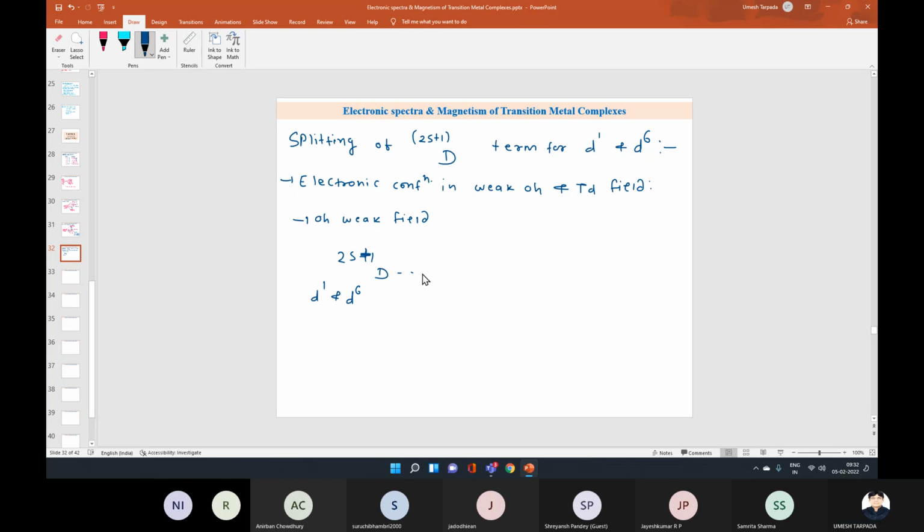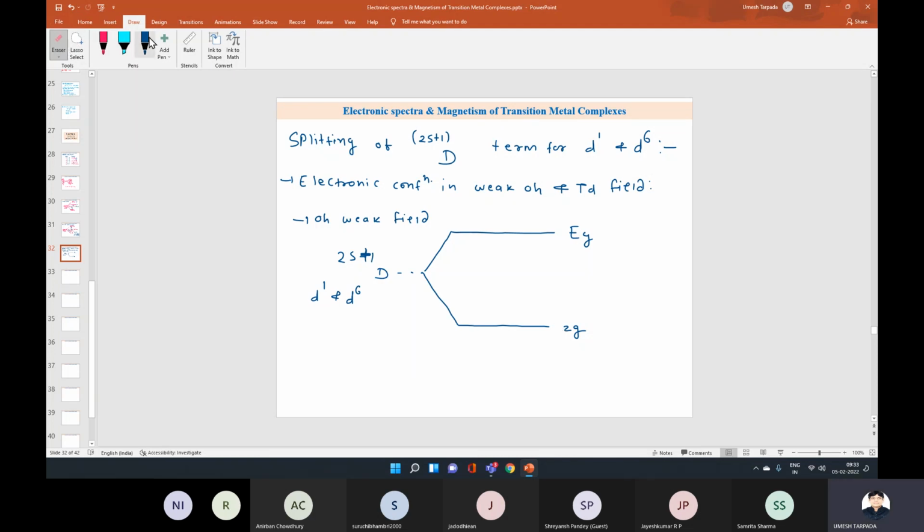So here, this is splitted to T2G. Ground term is T2G. Then next term कौन सी आएगी after T2G? Then d orbital का splitting कर रहे हैं, EG. Okay, this is a simple splitting. You can use capital term better for.